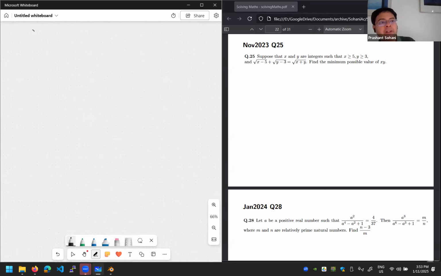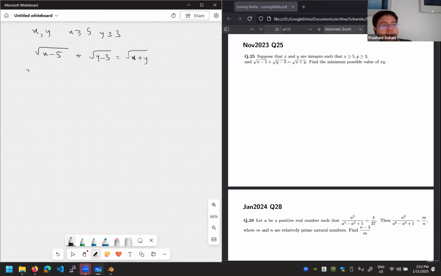So what is given? x and y are integers such that x is greater than 5, y is greater than 3, and some equation is given. Okay, so as a first step, let us try to get rid of all the square roots. So if I just square both sides, what am I going to get?